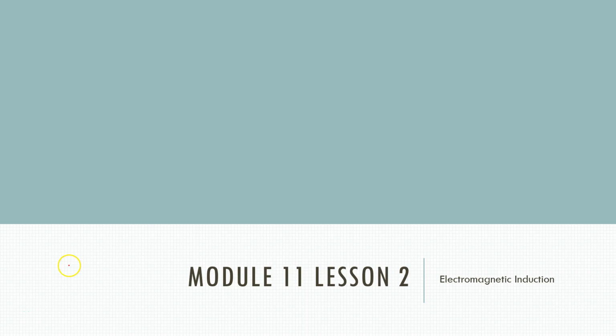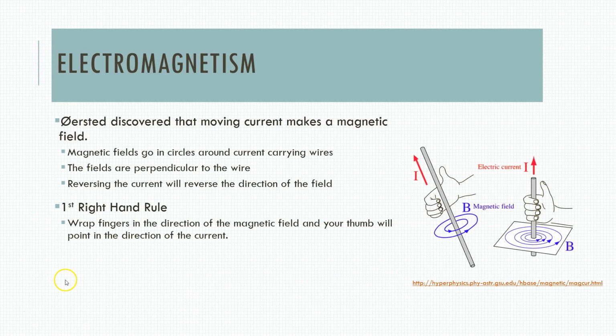This is Module 11, Lesson 2. We are going to talk about electromagnetic induction right now. We've already looked at what makes something magnetic. Let's look at some things that we can actually do with that.